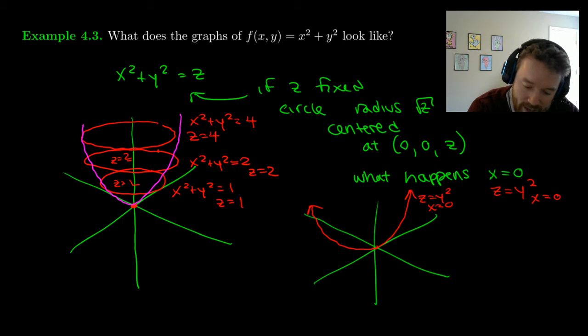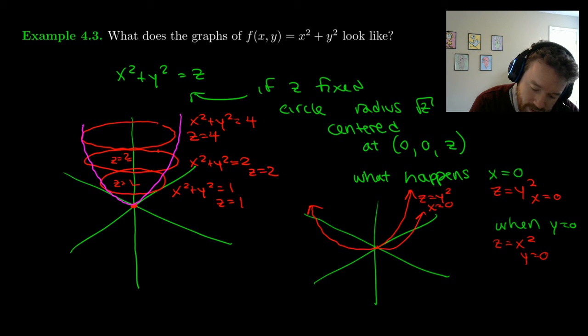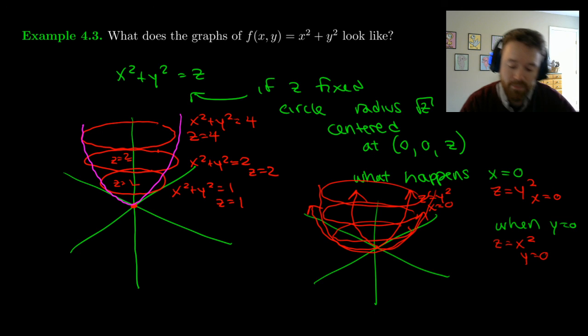What about when y is equal to 0? So when y is equal to 0, we have the equation z equals x squared, y equals 0. And so that's going to be a parabola opening up like this, maybe. And remember, I have circles everywhere. And so these are going to be circles where everything's defined by parabolas. All of the edges are defined by parabolas.